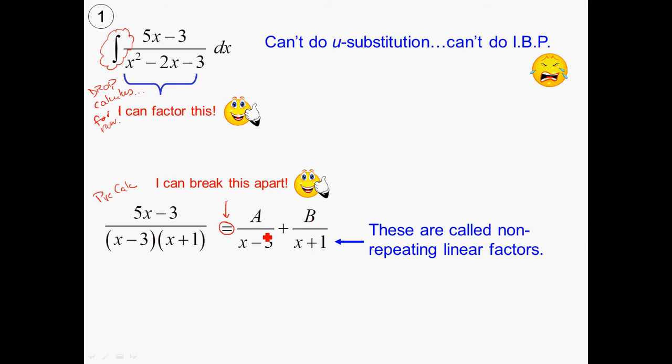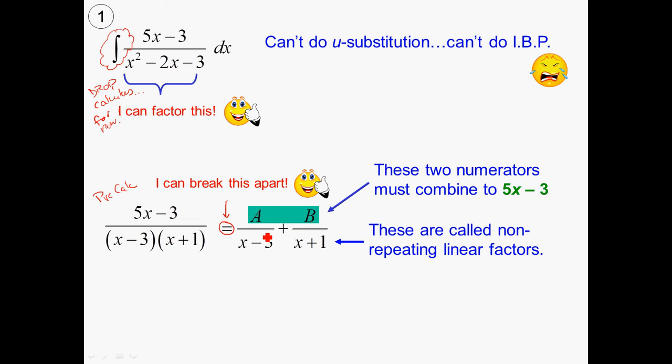Now it is important that the linear factors are not repeating. That makes the partial fractions a little hairier, which again I think you took care of in pre-cal. For now we're not going to worry about that. But I do know that those two numerators have to eventually be 5x minus 3.